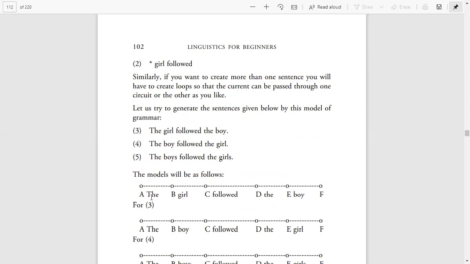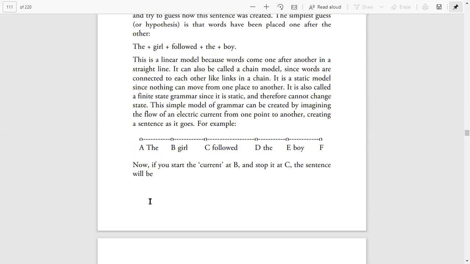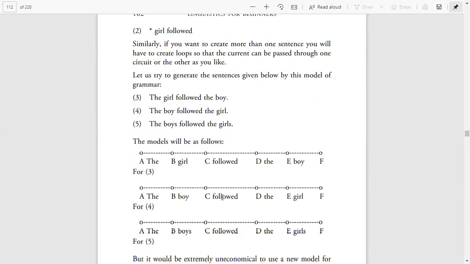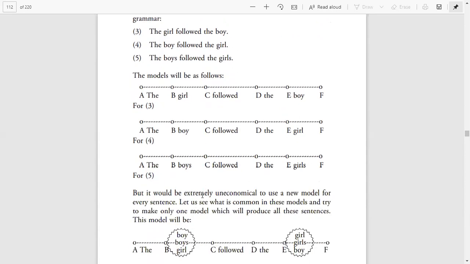It is kind of the same sentence we have earlier discussed. The girl followed the boy here, with the same words at the same position. The boy followed the girl: we have given the same titles A, B, C, D, E to the words at different positions, right? The boys followed the girls here. So again, almost the same model, because the role of the word is the same in all these sentences 3, 4, 5.